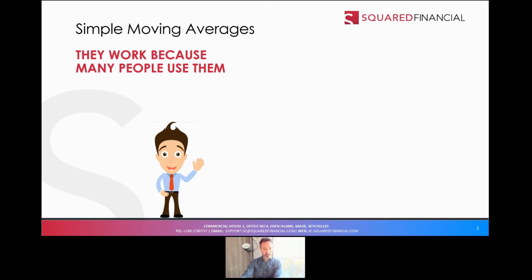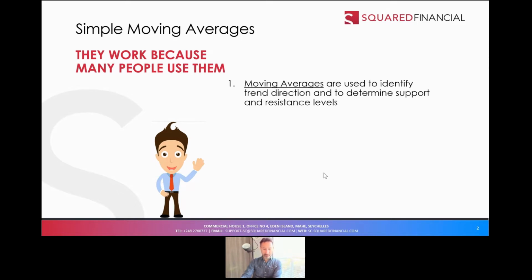So that, and just to show you why the moving averages work. First, moving averages are used to identify trend direction and to determine support and resistance levels. So they determine support and resistance levels as well. Yes, we can draw the support and resistance levels. Very important, very interesting, and I'll show you how.